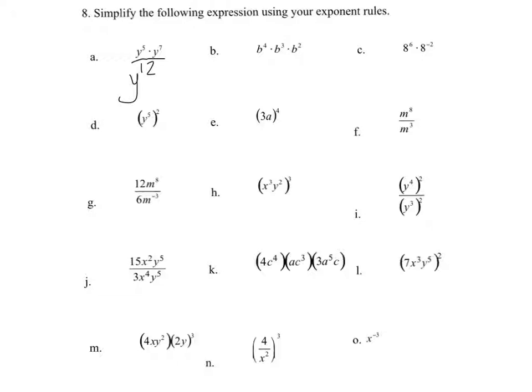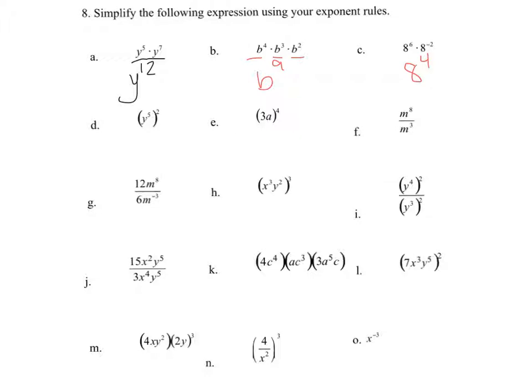Same thing for letter B. B is our base for all three, so we can add the exponents. 4 plus 3 is 7, plus 3 is b to the 9th. There are 9 b's being multiplied together. It works for letter C as well. 8 to the 4, 4 coming from 6 plus a negative 2.